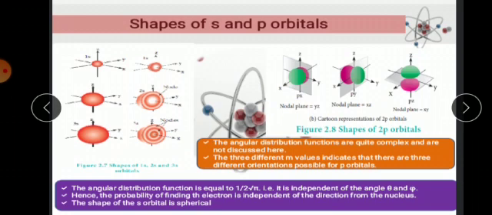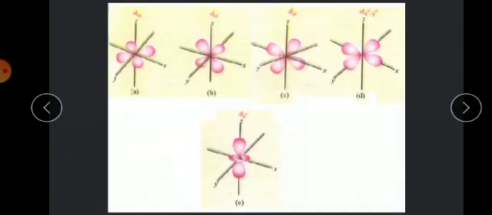In your book, that structure is given like that. Shapes of S and P orbitals. You can draw this structure for S orbitals, and for P orbitals we have given some diagram. This is for D orbitals. Actually N is equal to 3, so L is equal to 2, isn't it? So there are 5 degenerate orbitals.